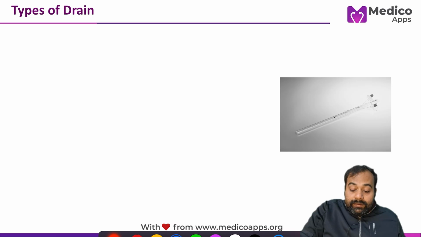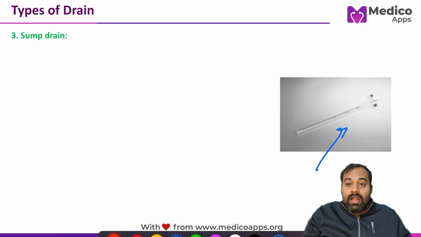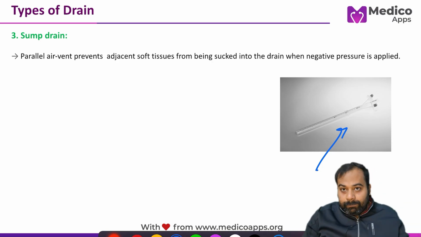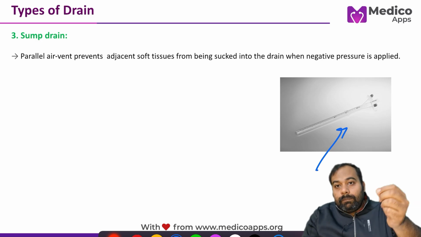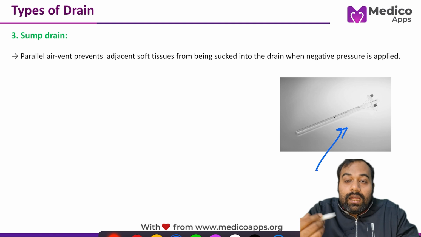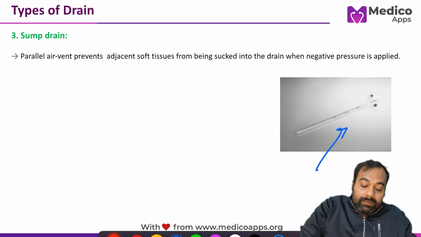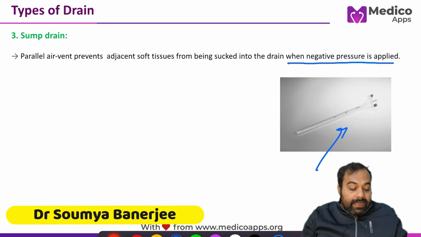Now, this is your sump drain. Okay, this is the sump drain. The function of the sump drain is that there is a parallel air vent, which prevents soft tissue from blocking the tip of the drain or being sucked onto the tip of the drain by the negative pressure which has been applied. So this is the basic idea of the sump drain.